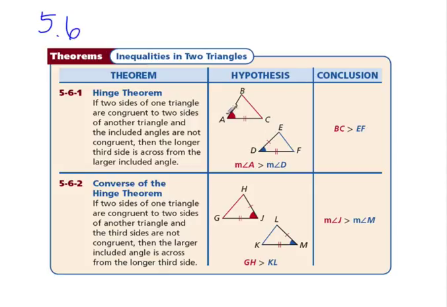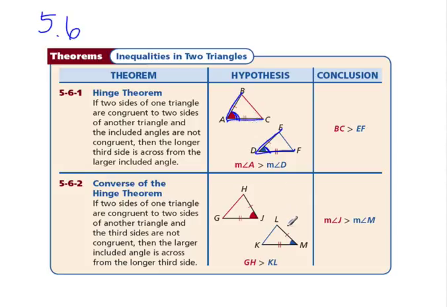Now when we say included angles, we mean the angle in between the congruent sides. If I trace over those two sides, you can see that this angle here is the included angle. Same thing over here. Trace over the congruent sides. This angle is the included angle. If I know angle A is larger than angle D, then I know the segment opposite angle A is larger than the segment opposite, EF. Notice it is important that these angles are in between congruent sides.